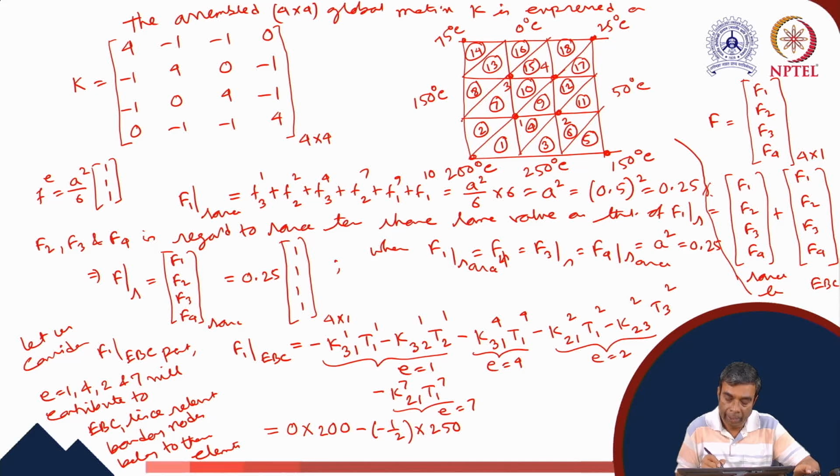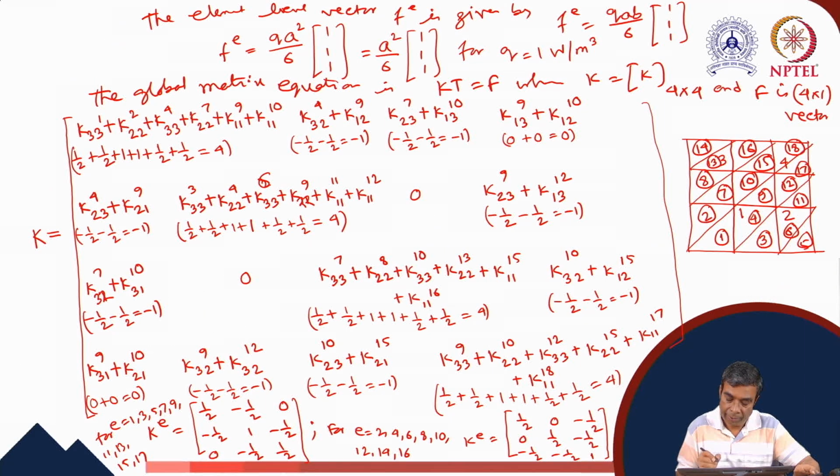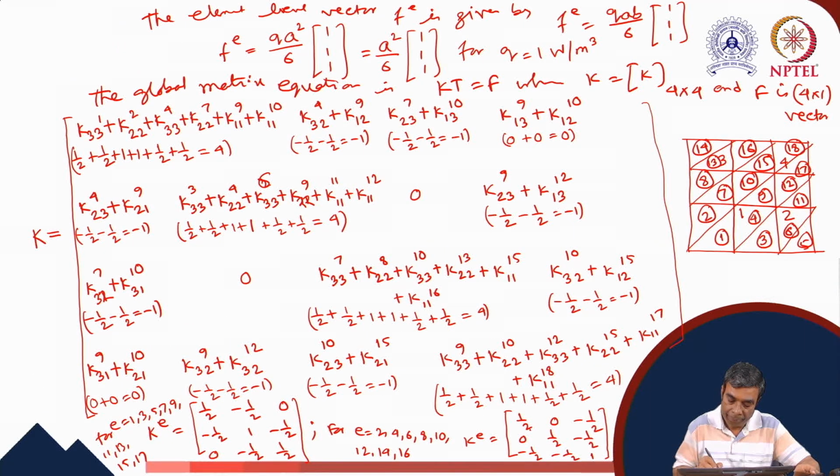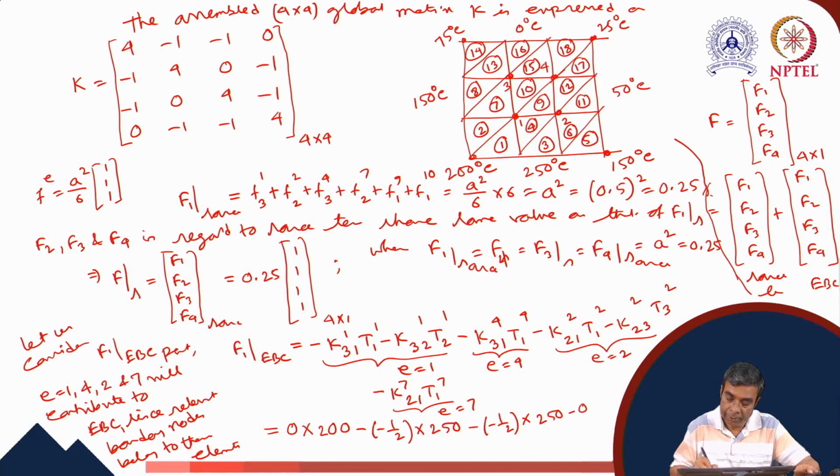Now we go to element 4. So this is for the even number element. So this is K314. K314 is minus half. So here we get minus half into T14. So T14 will be 250 degrees centigrade. The next part is minus K212 T12. K212 is 0. So minus 0 into T12.